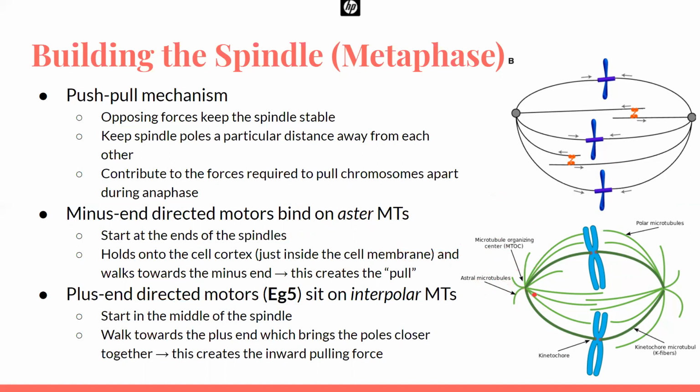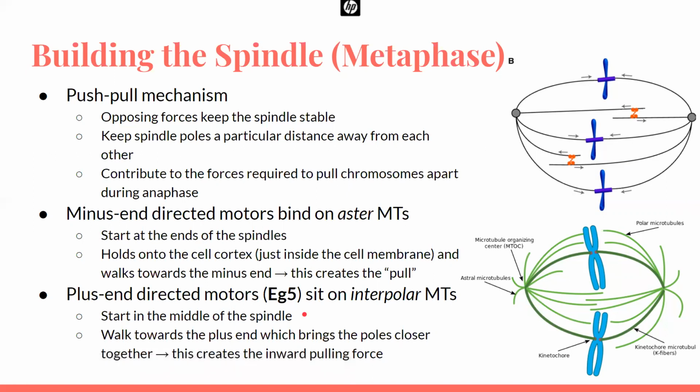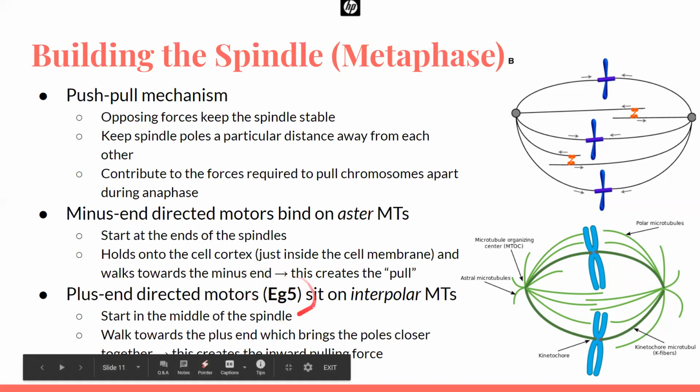Or sorry, not towards the center. They start walking to the minus end, which creates that pulling. And then the plus-end directed motors. So this time it's EG5. I know kinesin's a big one. I actually don't know if kinesin contributes to this. I don't remember if she said that in class or not, but I know the main focus of this motor protein is EG5, which is a plus-end directed motor.